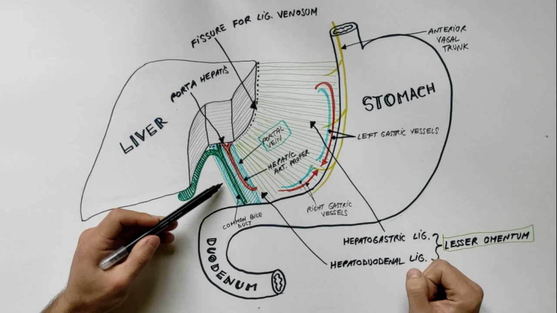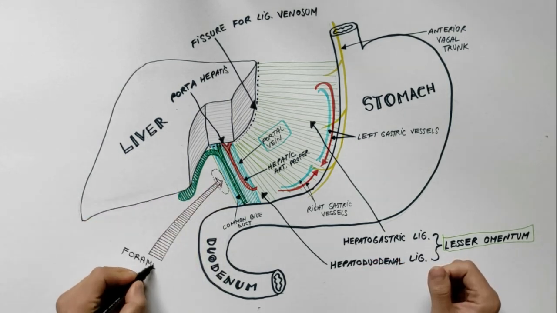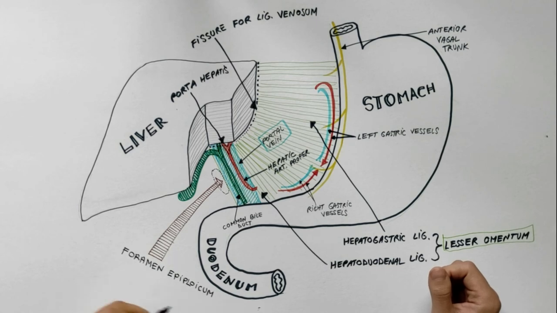Keep in mind that the right free margin of the lesser omentum, where the anterior and posterior layers of peritoneum become continuous to contain the portal triad, forms the anterior boundary of the foramen epiploicum of Winslow, which provides access to the omental bursa.